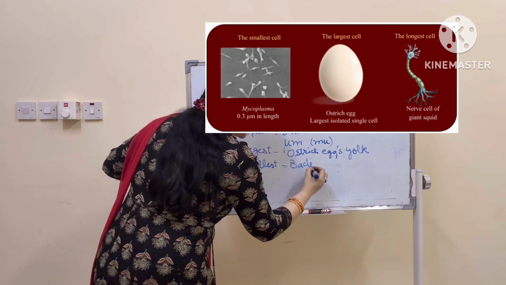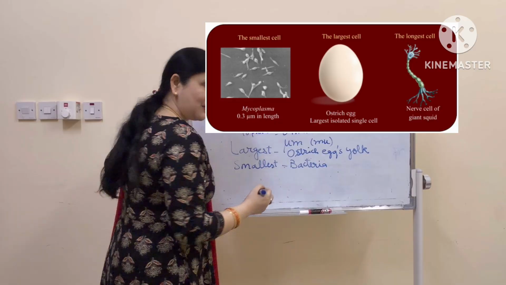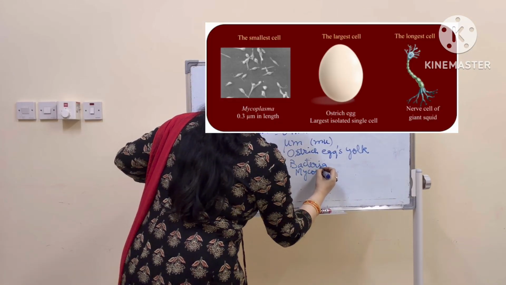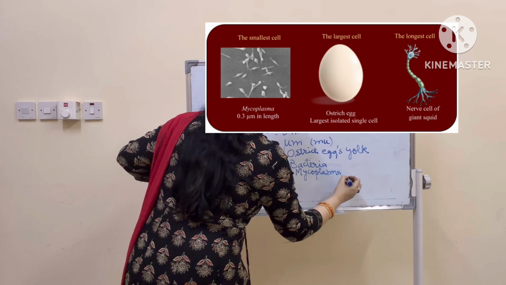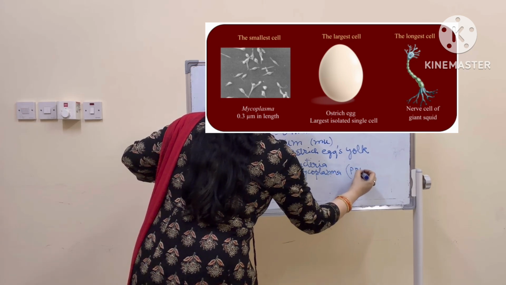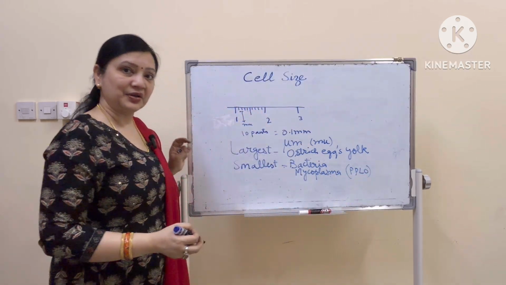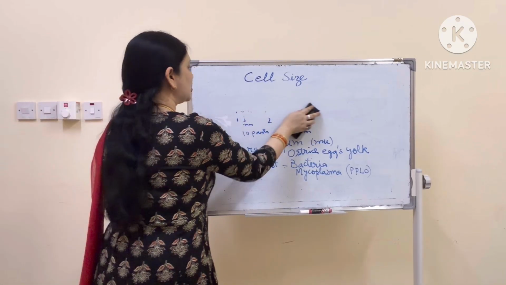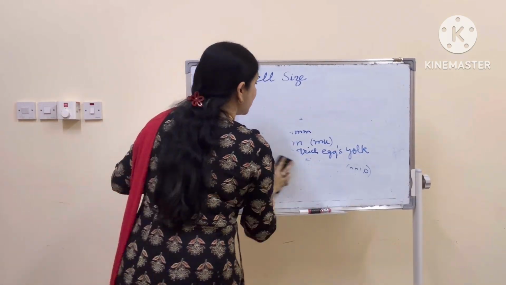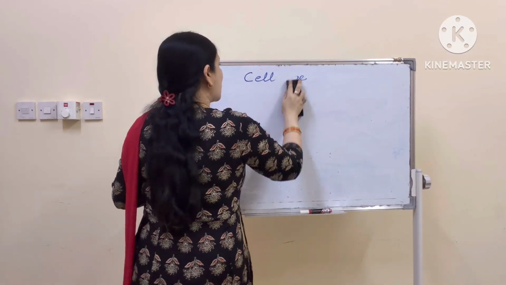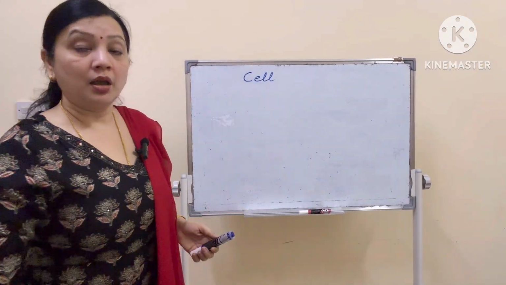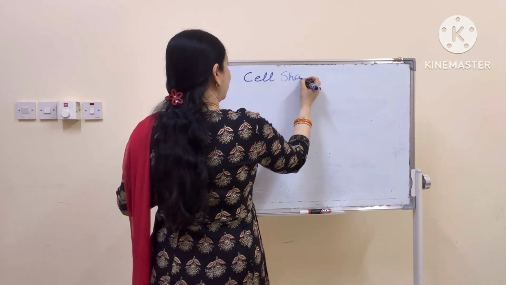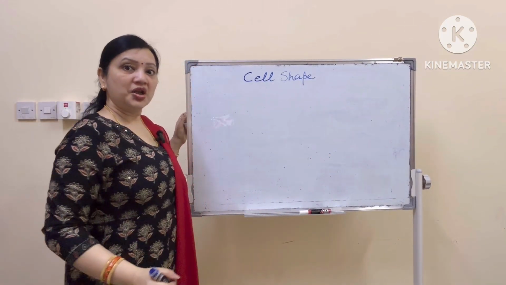And not all bacteria, one special bacteria which is named mycoplasma. It is also called PPLO. This is the smallest cell. So this was cell size. Now let us move to the next topic, cell shape. Cells are of various shapes based on their function and where they live. So next topic is cell shape.